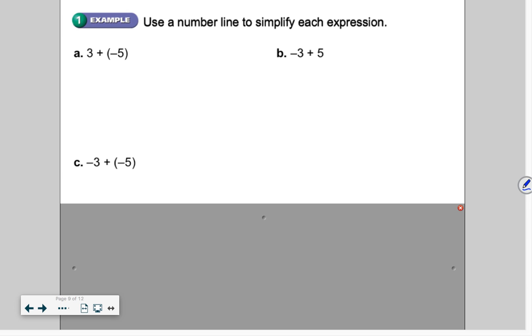Use a number line to simplify each expression. So 3 plus a negative 5. They don't match, do they? One's positive, one's negative. So subtract 5 minus 3 is 2. Which is bigger, 3 or 5? 5. And it's negative, so our answer is negative. B, negative 3 plus 5. Again, different signs, correct? 5 minus 3 is 2. 5 is bigger, it's positive, so my answer is going to be positive. How about 3 negatives plus 5 more negatives? How many total negatives do we have? 8, right?